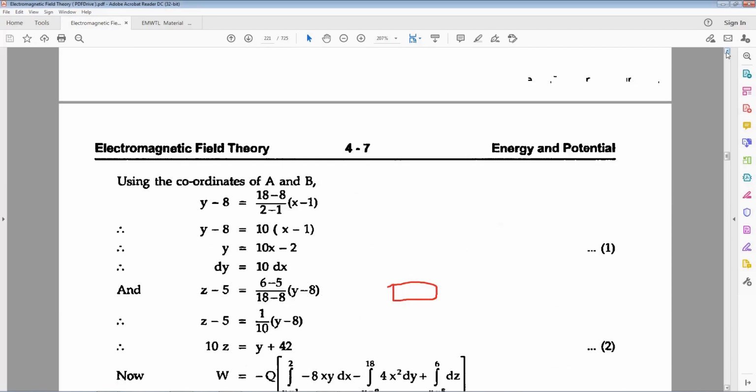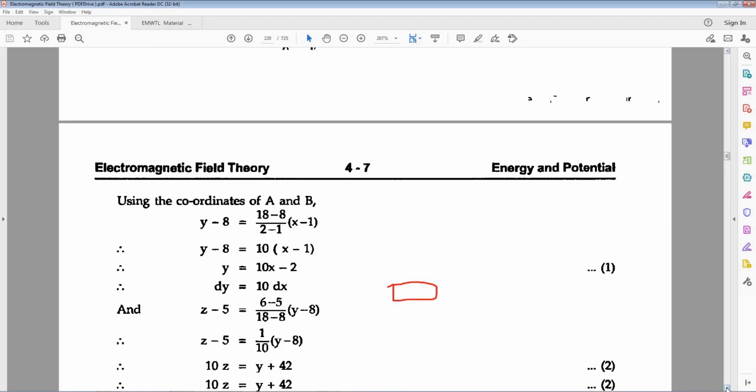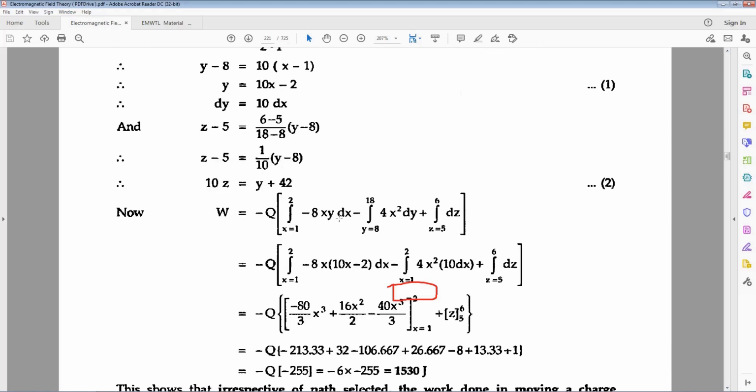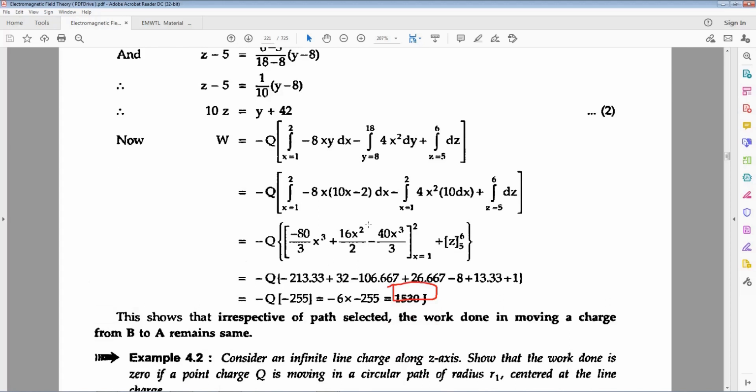by using the straight line path from B to A, find the equations of y and the z values. Y is equal to 10x minus 2, dy is equal to 10 dx. We are not using the z equation, so only the y and the dy change. The remaining is all the same. So both give the values of 1530 joules as the work done. Okay, my dear friends.